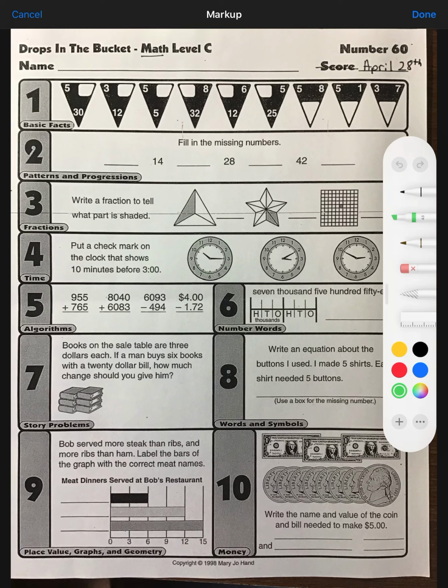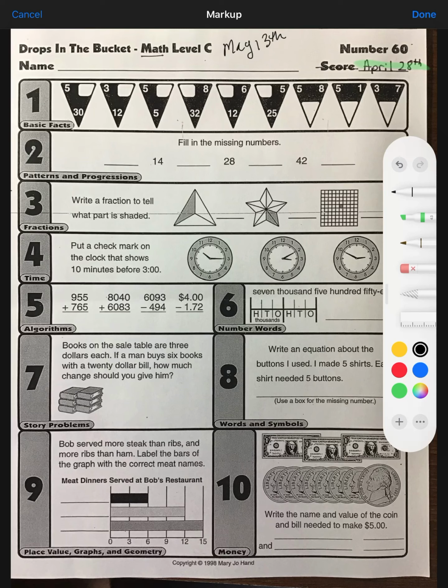I am working on April 28th math, and I want to remind you that all work is due May 13th. So your packet runs through May 15th, but just remember your work is due May 13th. So you need to be a couple days ahead.